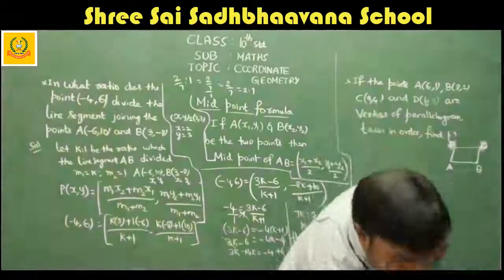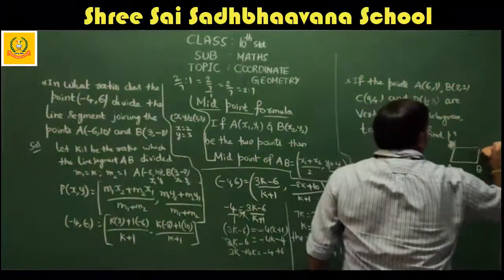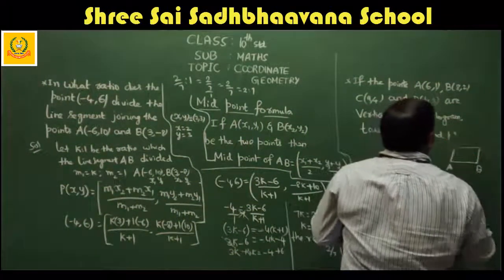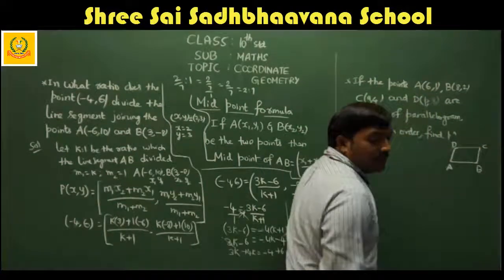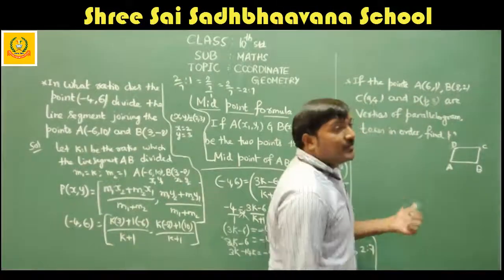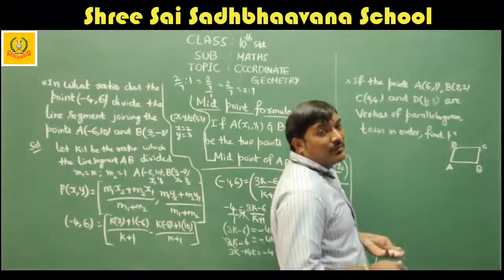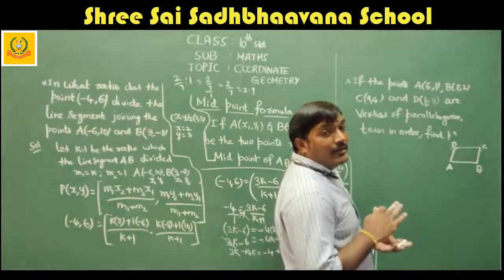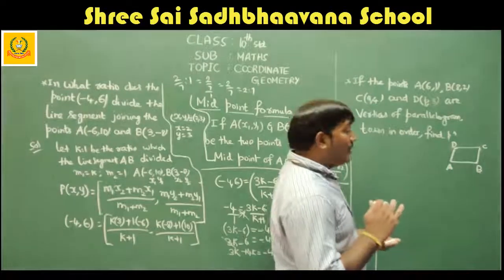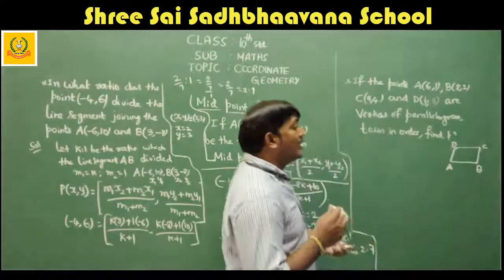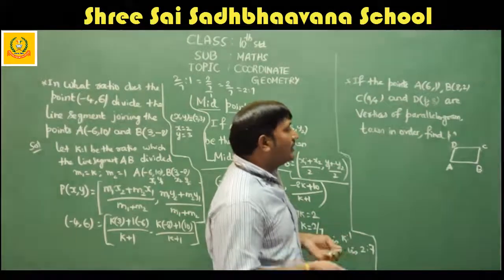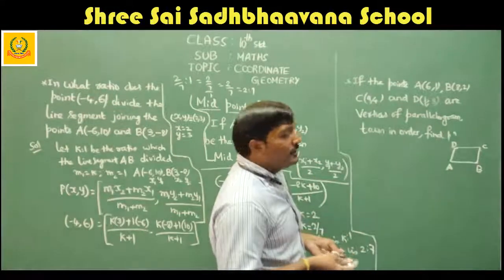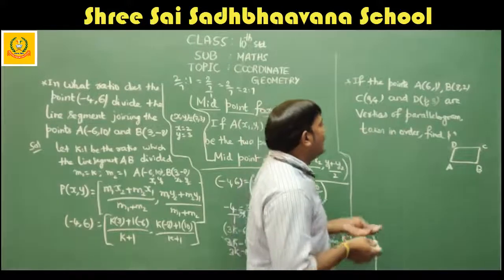I'll just write it once again. A, B, C, D. Correct? So this is how we have to take the coordinates. That's the meaning of order. Don't take them not in an order. If you take it the other way, if it is not in the order, definitely your answer will be wrong.